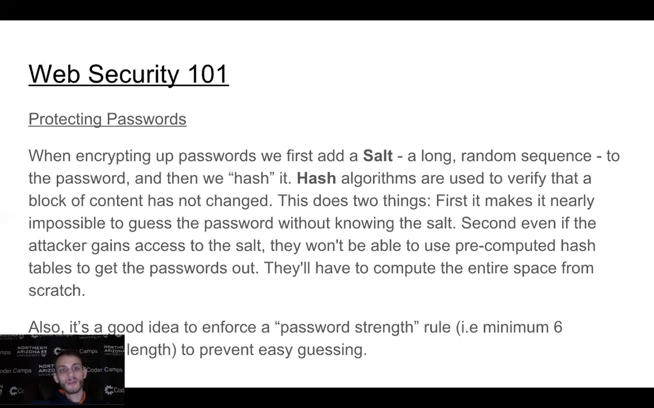All right, now let's move on to the fun subject of protecting passwords. When encrypting passwords, the first thing to know is there are a lot of different ways to encrypt a password. The way we are going to show you here at Coder Camps is called hashing. How we're going to do this is first we add a salt to our original password. The salt is just a long random sequence. Then we add our real password to that, and then we hash it.